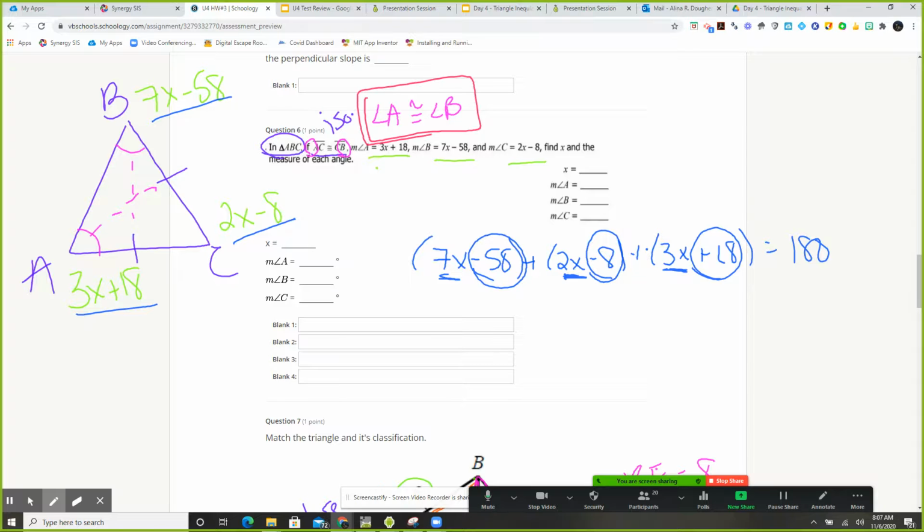What about that isosceles triangle? If we know it's isosceles, what two angles equal each other? A and B, question mark? So can I just do 7x minus 58 equals 3x plus 18? Does that work too?